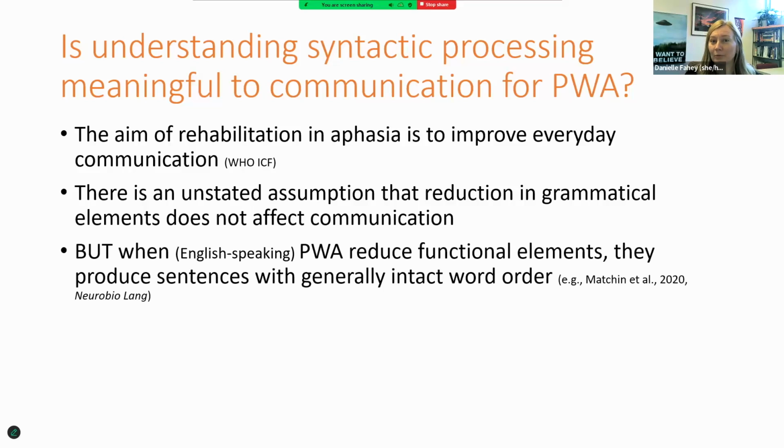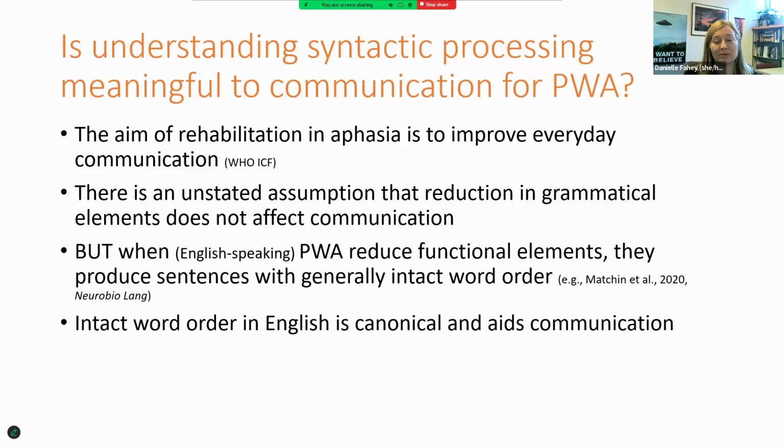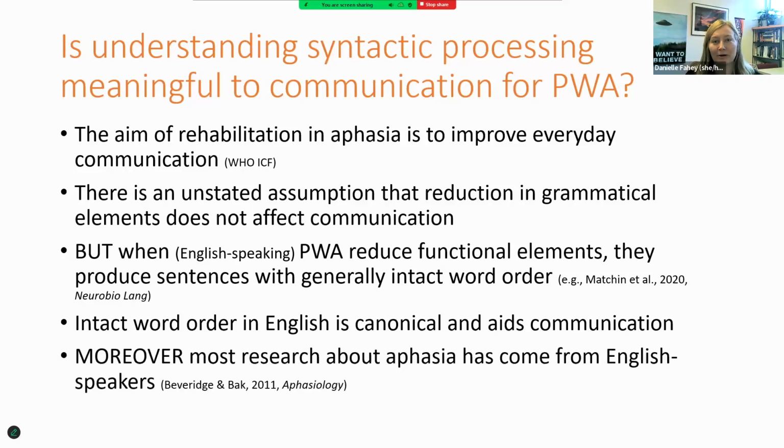So when we have English, which is where most of our data is coming from, when people have aphasia, they reduce functional elements, so they reduce sentential structure. But their sentences have generally intact word order, and as a result, those intact word order sentences being canonical aid in communication. So English speakers, even with reduced grammar structure, they're still using the surface level grammar for most people, and we can understand what they're trying to communicate. But this is not necessarily true across human languages. And as I mentioned, since most of our data is coming from English speakers, we want to understand, of course, what might be impacted across other human languages.